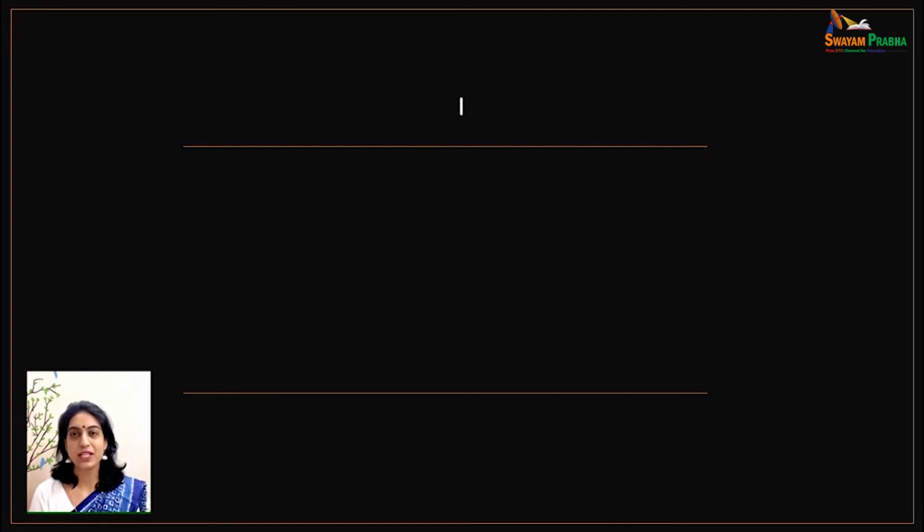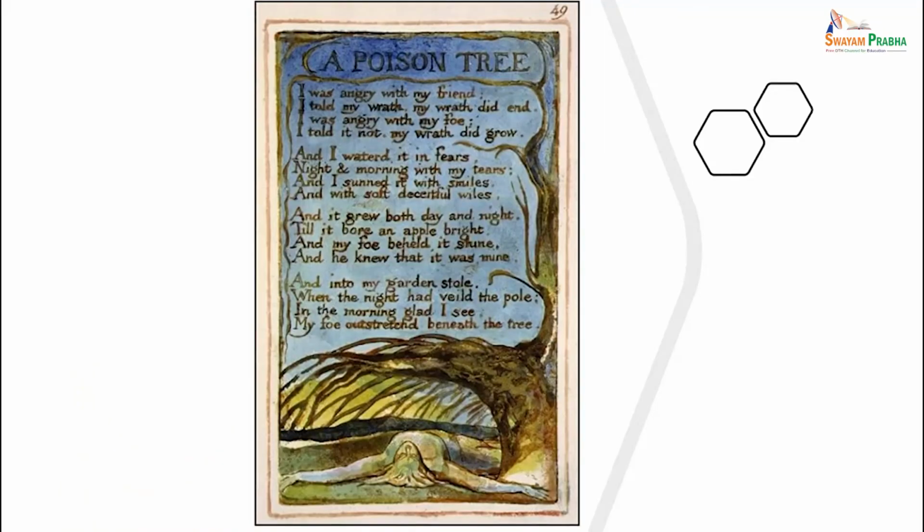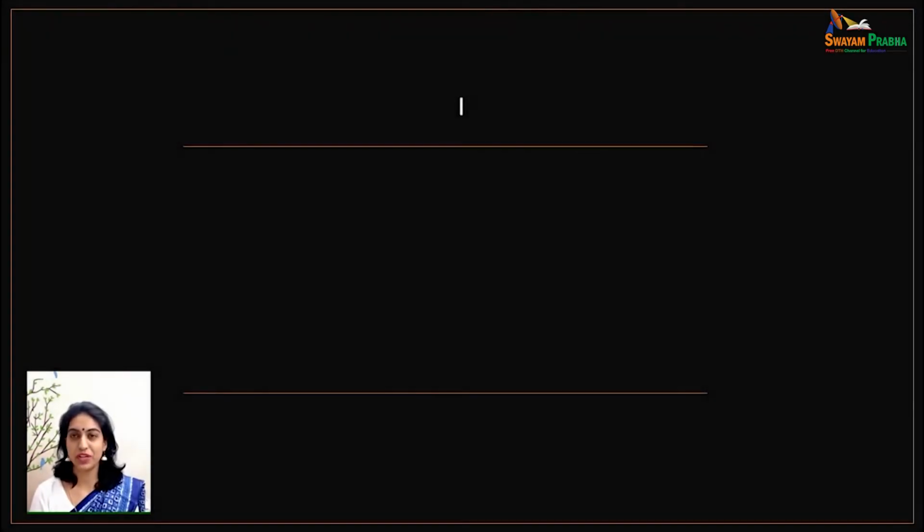Written in a very simple language, it is like a nursery rhyme that can be sung in a sing-song manner. But the content is very grave and gives a very strong moral message. The poem talks about how a person's emotions, when suppressed, can overpower his conscience. Here is the engraving of this poem by Blake. Let's begin with the first stanza.